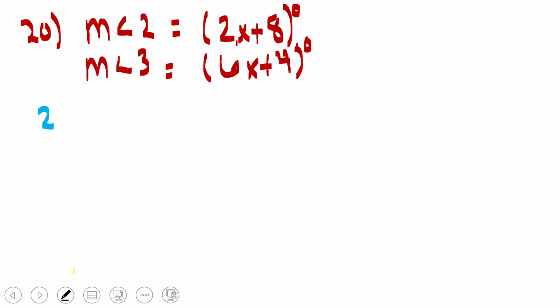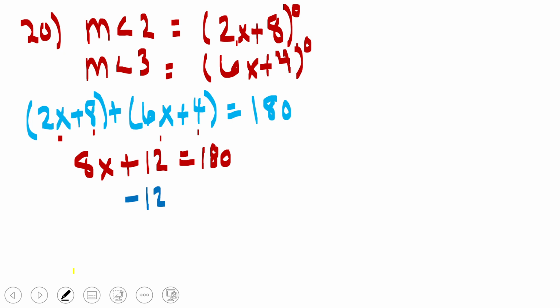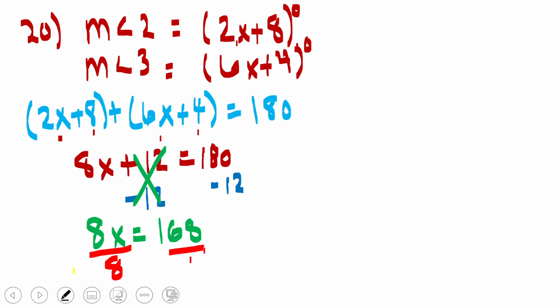So we'll have (2x + 8) + (6x + 4) = 180. Combine like terms. 2x plus 6x is 8x. 8 plus 4 is 12, equals 180. Subtract 12 from both sides. 8x equals, as this goes away, 168. Now we can solve for x by dividing by 8 on both sides. This goes away. We'll have x equals 21 degrees.